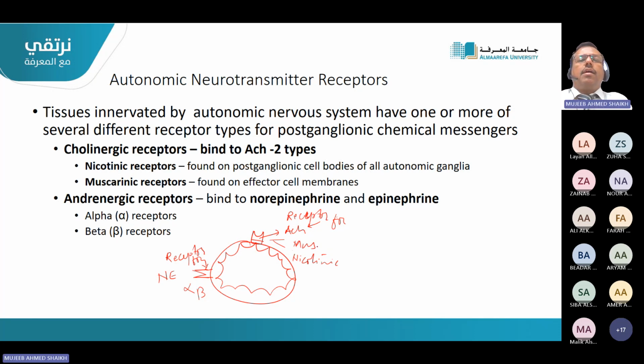Two types of acetylcholine receptor, cholinergic receptor, that is. One is muscarinic and second one is nicotinic. And two types of sympathetic receptors or adrenergic receptor. Either it is alpha or it could be beta receptor.